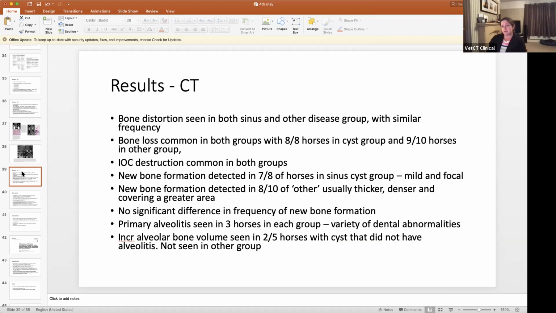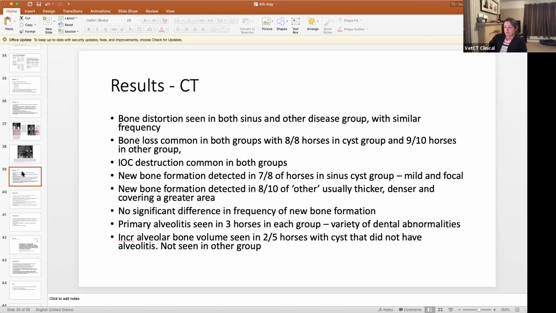So, to me, that was really interesting, because I often feel that bone distortion, so bone being pushed out of the way, would steer me more towards diagnosing a sinus cyst, whereas if there's a lot of bone destruction, I'd be more going towards diagnosing something more aggressive. But it's really interesting that actually both groups had relatively similar patterns of bone loss. They did comment that the new bone formation was thicker, denser, and covering a greater area in the other group as compared to the sinus cyst group. But that, I don't know, that kind of made me think, maybe I'm not doing this right.